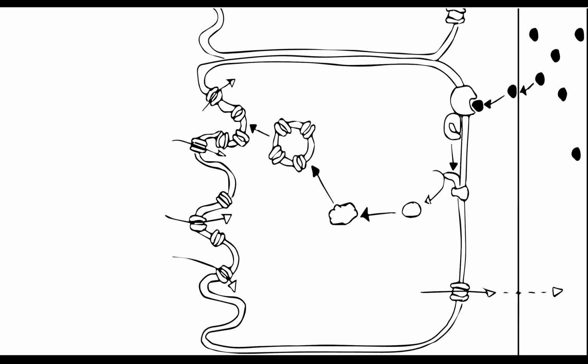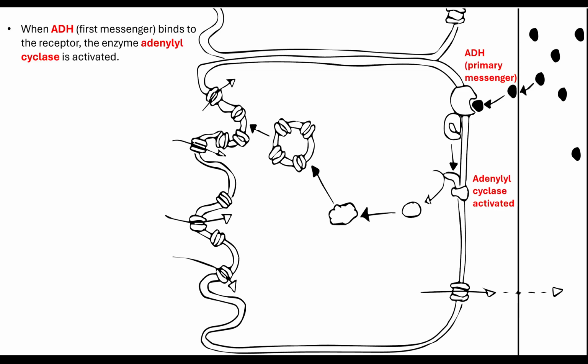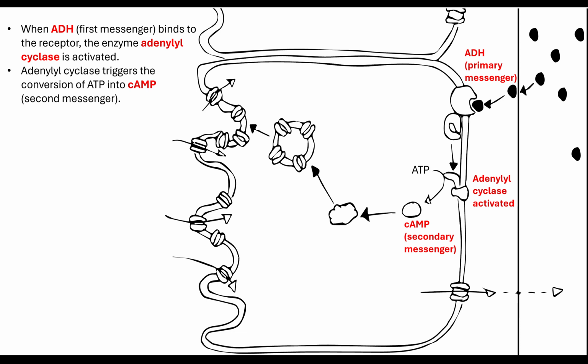So let's just look at how ADH actually works then. So the first thing we need to know is ADH is a first messenger. So antidiuretic hormone is the first messenger. It is a peptide hormone, so it's going to bind to receptors on the surface of the collecting duct cells. What that will then do is that will result in an enzyme called adenylate cyclase being activated. Now, adenylate cyclase being activated is going to result in ATP being converted into cyclic AMP.